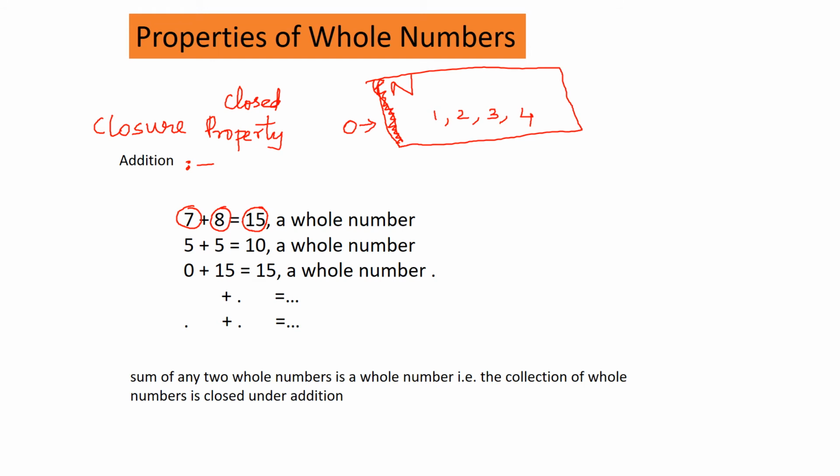Now you can write below, sum, S-U-M. Write in your notebook. 7 plus 8 equal to 15, a whole number you have written, no? Below that you will be writing: sum of any two whole numbers is a whole number. Now, no need of writing next two questions.